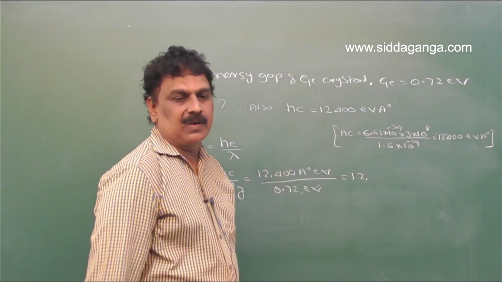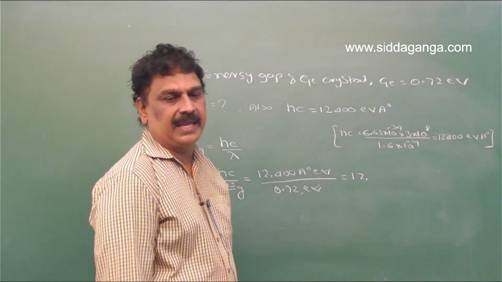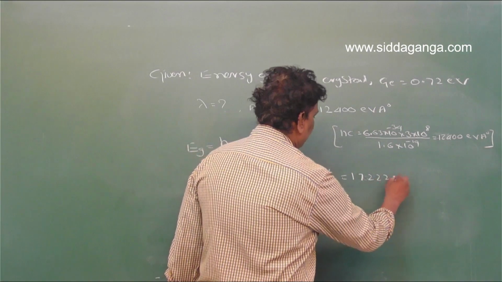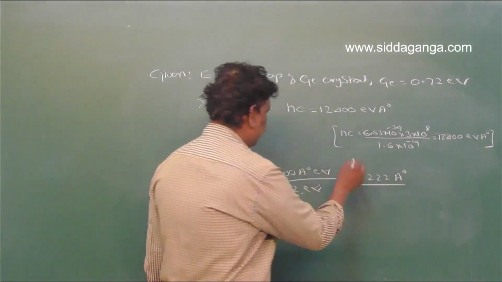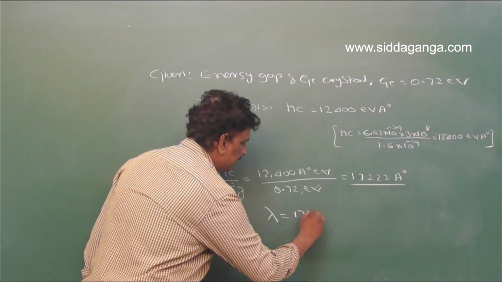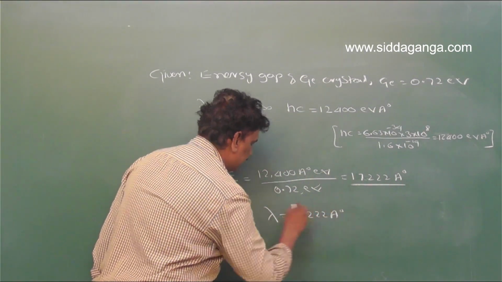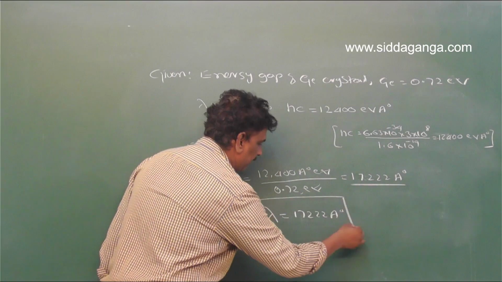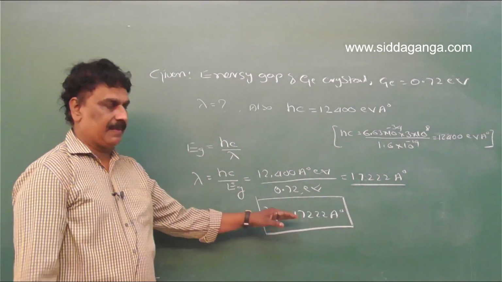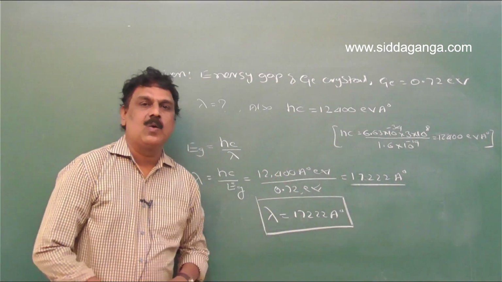So therefore the answer is 17,222 angstrom unit. It is the maximum wavelength that can produce an electron hole pair.